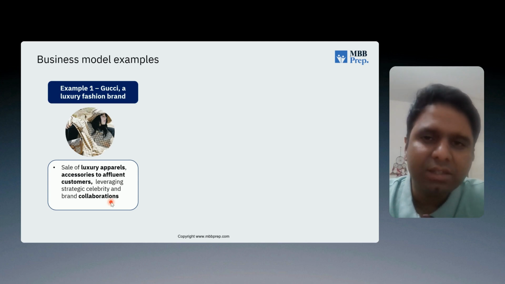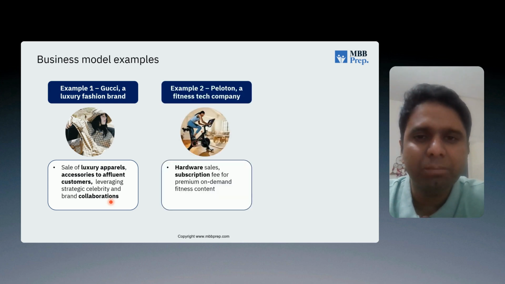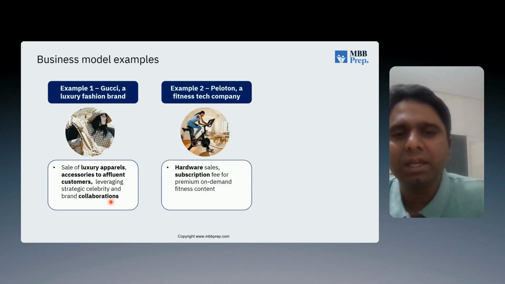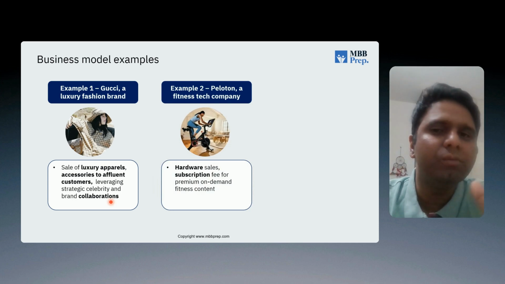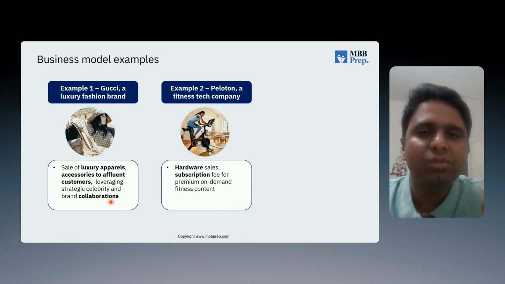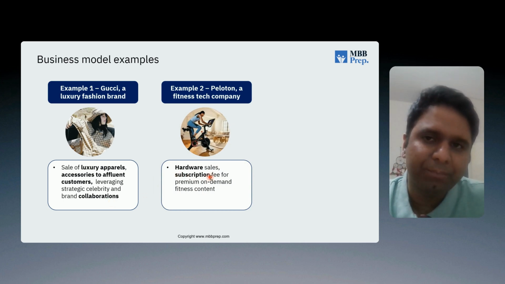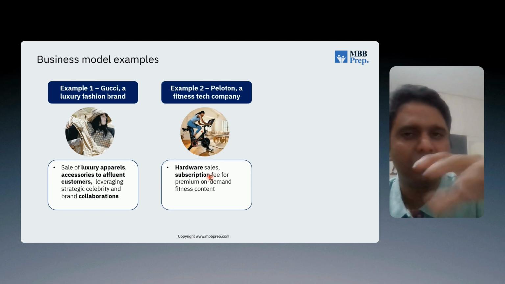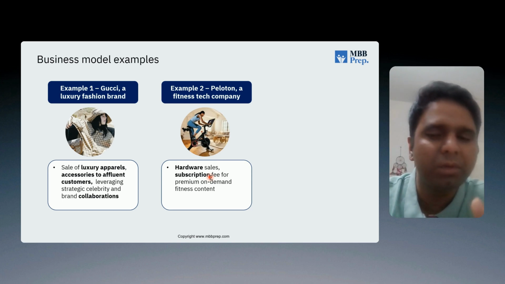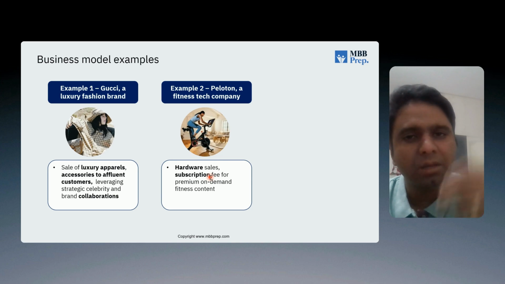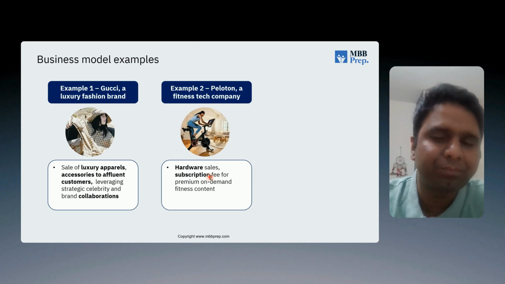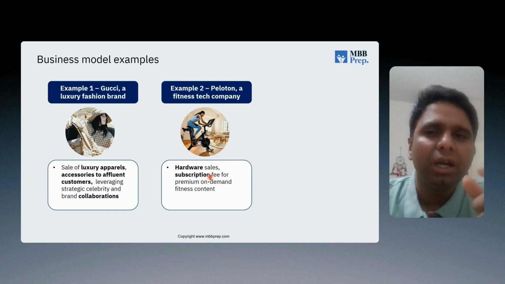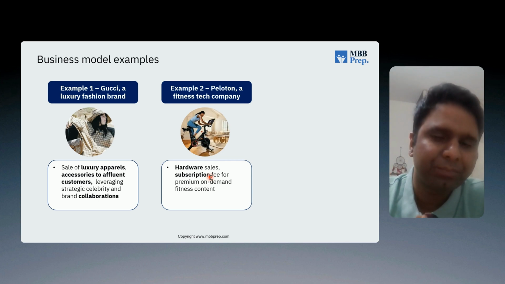A second example is Peloton, right? Now Peloton is a premium at-home fitness experience, which is catering primarily to busy professionals. And the way they make money is from the sale of the hardware. Here, it's primarily the treadmill or other devices that they sell, as well as subscription to their on-demand fitness content. And their value proposition, if you think about it closely, or critically, is that they are addressing a market gap between conventional gyms and home equipment, right?